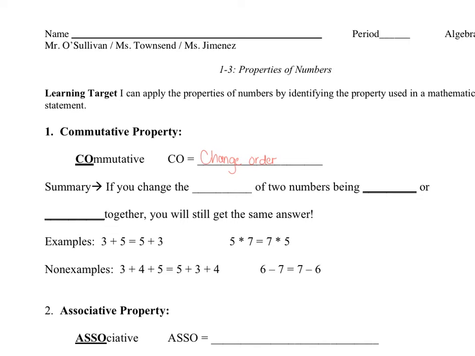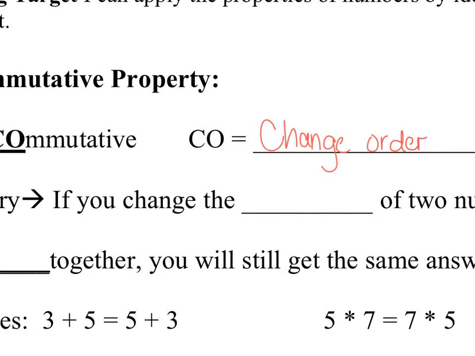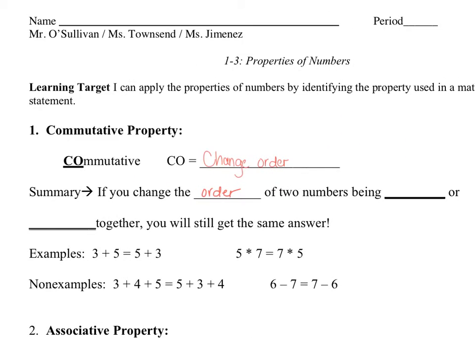So here's the thing. In math, you can actually change the order of a lot of operations. Just can't change them for a few. So if you change the order of two numbers being added or multiplied together, you'll get the same answer. That's multiplied. I'm just doing that big letter X for multiplied. You're going to get the same answer.